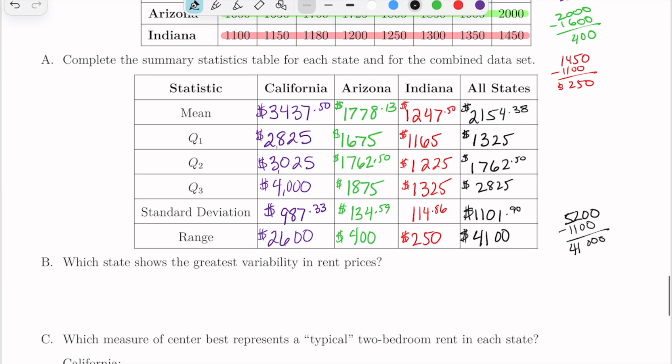Which state shows the greatest variability in rent prices? The greatest variability means that we're looking for the largest standard deviation. And in this case, the largest standard deviation belongs to California. That just means that you can find some that are kind of cheap and you can find some that are really expensive.